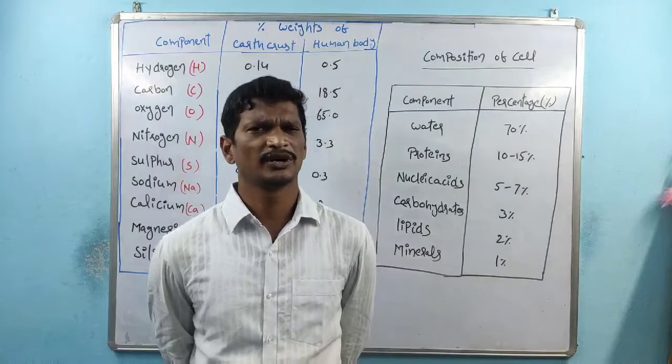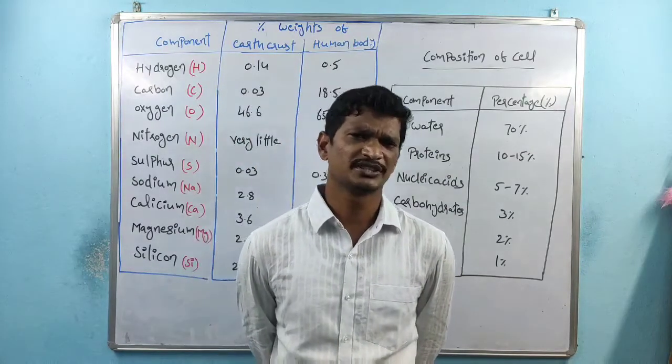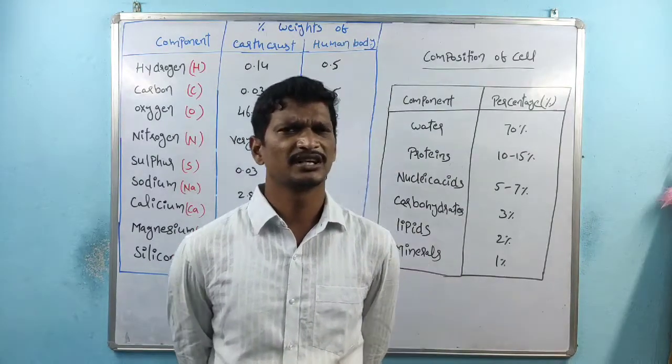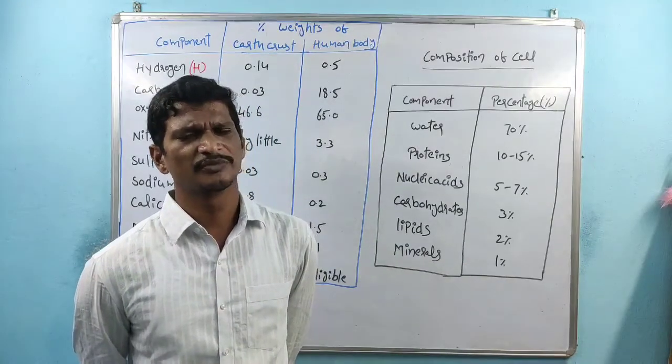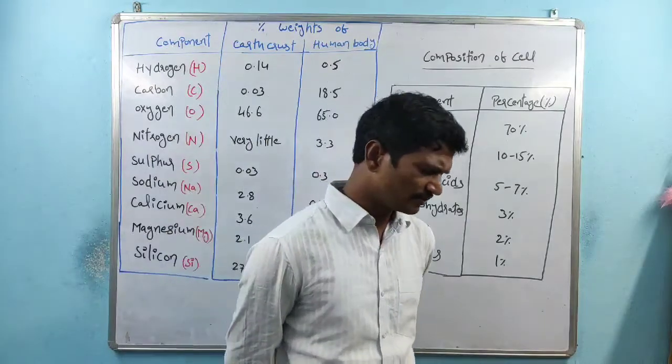The next one is carbohydrates. The carbohydrates percentage is 3%. The next one is lipids. The lipids percentage is 2%. The last one is minerals. The minerals percentage is 1%.